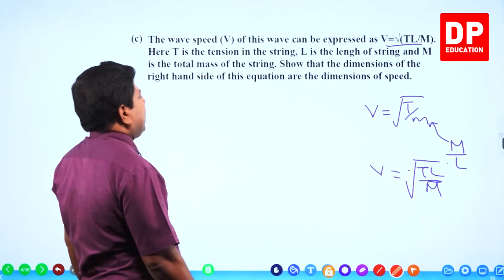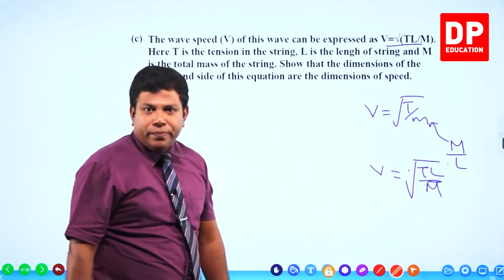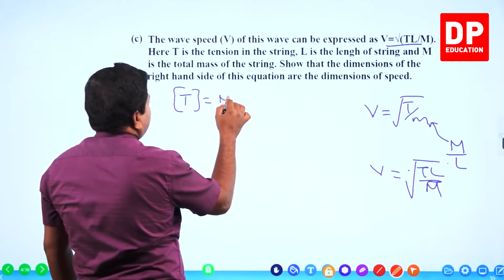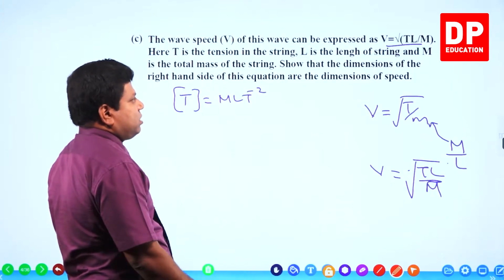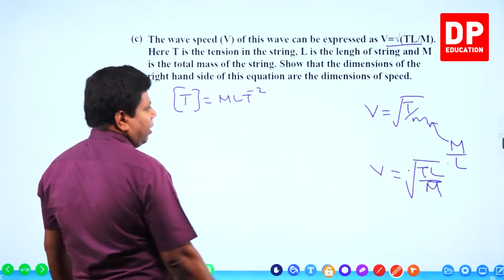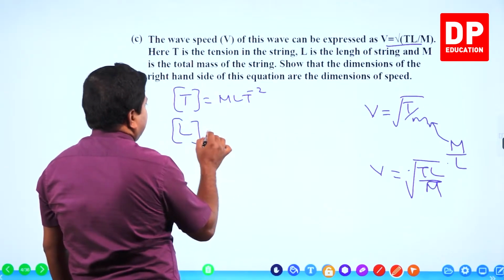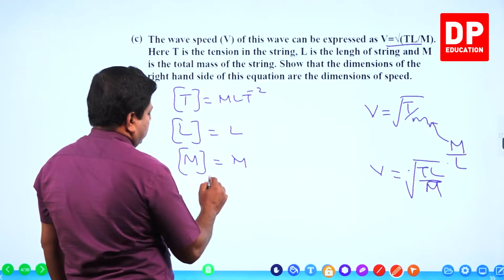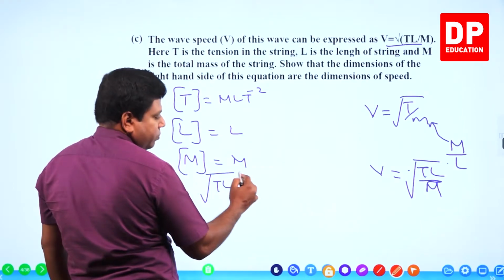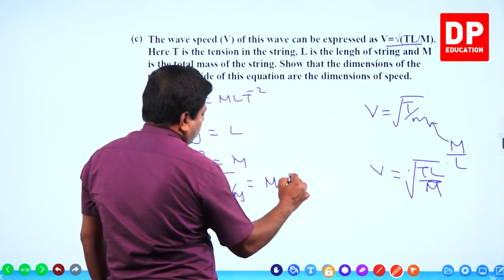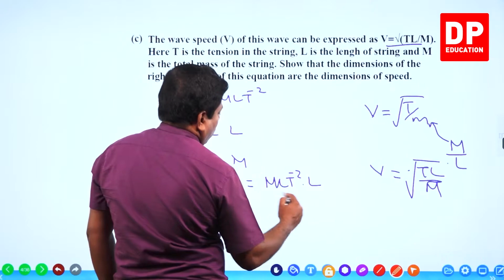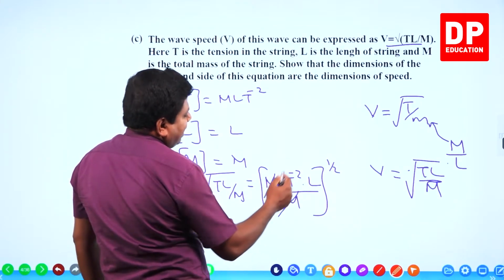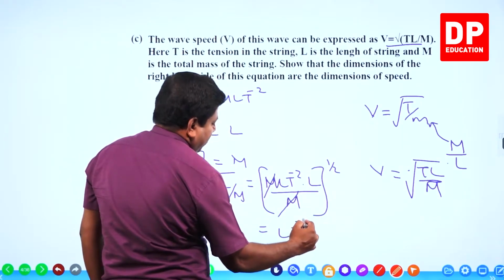Show that the dimensions of the right hand side of this equation are the dimensions of speed. We have T. T is tension. The dimensions must be that of a force. Force dimension MLT minus 2. L is length. M is mass. So when you say square root of TL over M, MLT minus 2, L over M, since there is a square root, let's put half. M and M will be cancelled, L squared T minus 2.